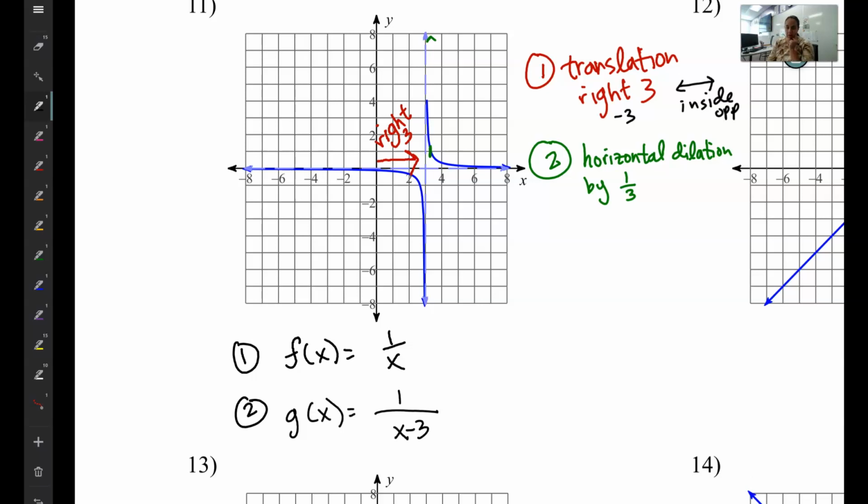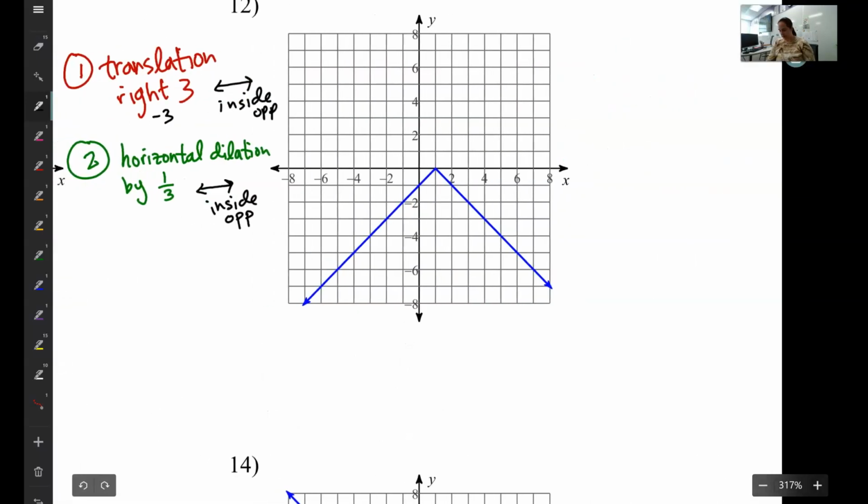Now I need my horizontal dilation by 3. Horizontal is also left to right, so that's going to be inside and opposite. So once again, I'm going to go inside here. Dilations are multiplying, but I'm not going to multiply by 1/3, excuse the bell, because this is opposite. So I'm actually going to multiply by 3. And that's my answer.